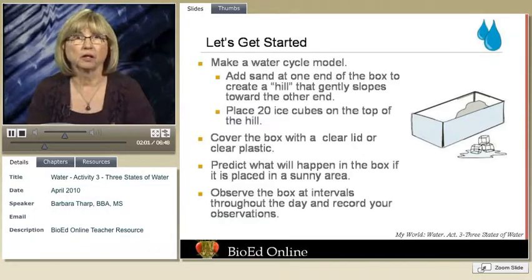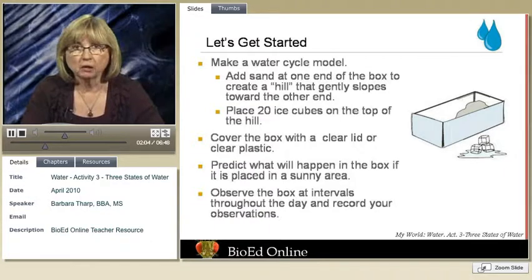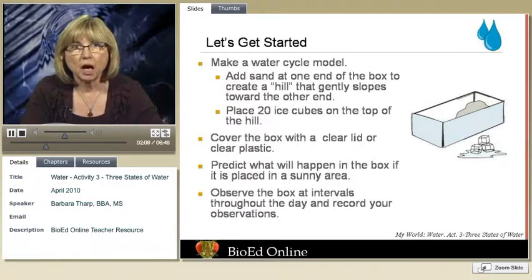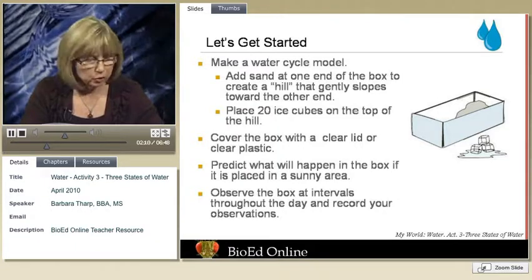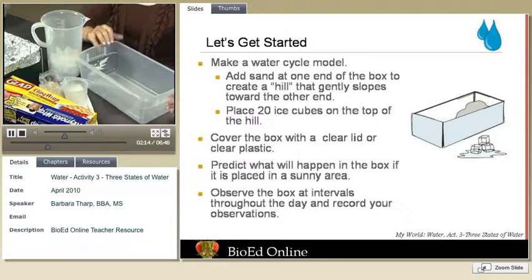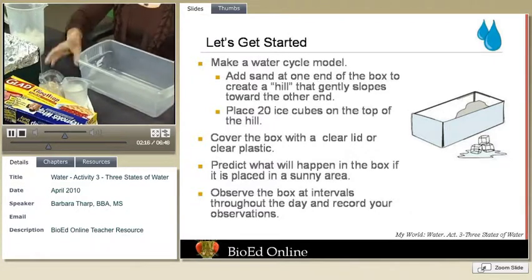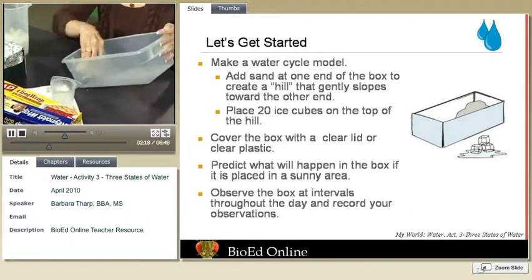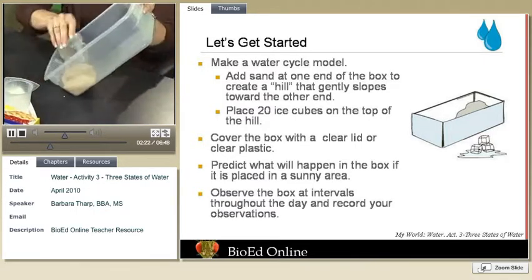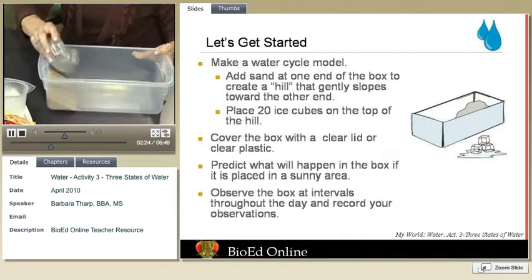To begin with, let's look at a model. Models are ways for scientists to explain other very difficult concepts. To make the water cycle model, we're going to start with the shoebox. With the shoebox, we're going to add a sand hill at one end of it. So we take our 2 cups of sand and we make a mound, like a hill, in one end.